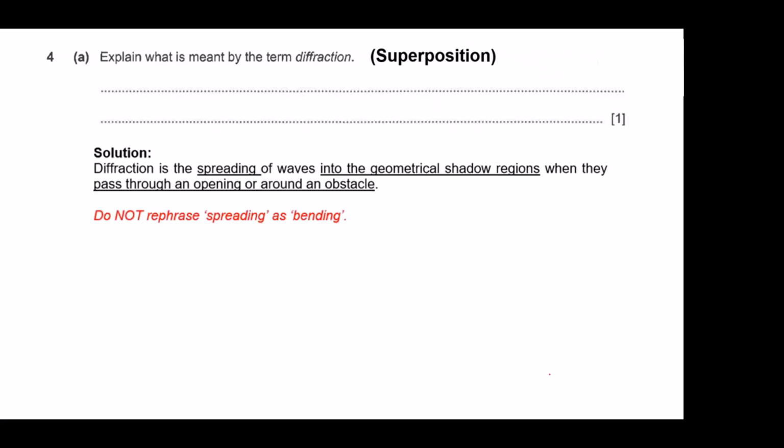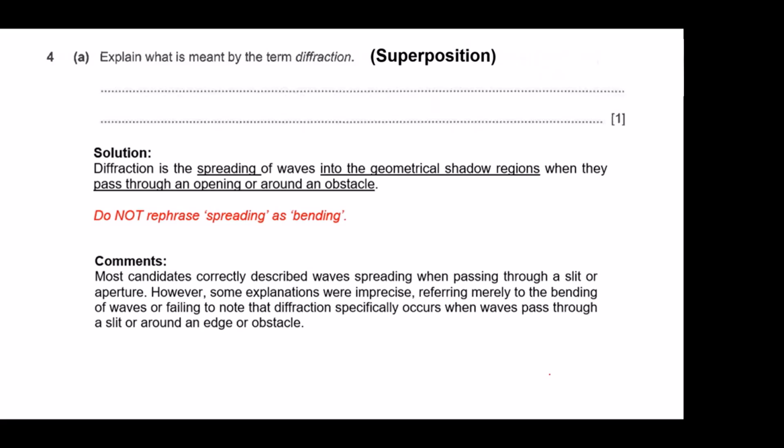Okay, question 4, this question is actually on superposition. Okay, wave and superposition. So for A, they ask you to explain what is meant by the term diffraction. So diffraction is the spreading of the wave into the geometrical shadow regions when they pass through an opening or around an aperture, right? So there are certain keywords that need to be there. For example, spreading, don't mix up with bending. So good to use the word spreading.